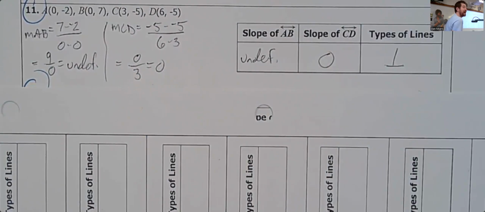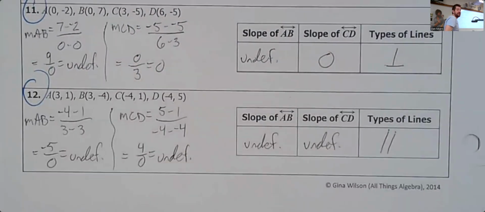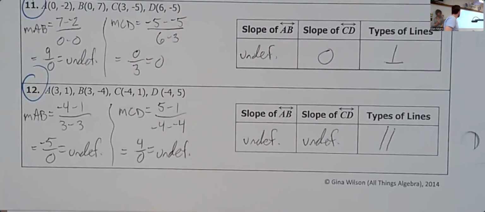Parallel. Yeah, why? Because they're both undefined. They're both vertical. 2 vertical lines on number 12, parallel. All right. Nice. So we're looking at about 20 minutes, 21 minutes actually of work time. So let me get you your assignment. Hopefully that'll be enough time to get most of it, if not all of it done.